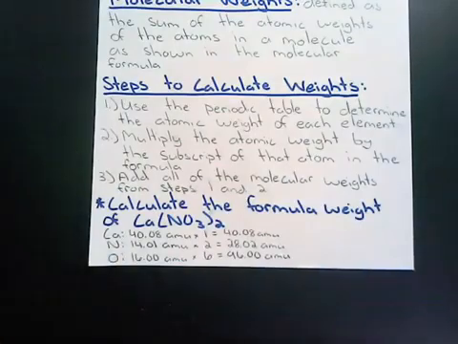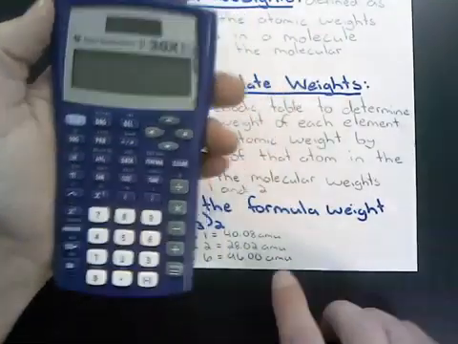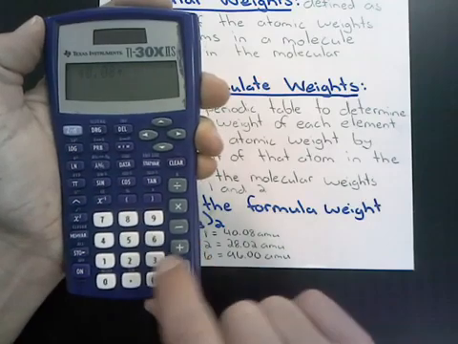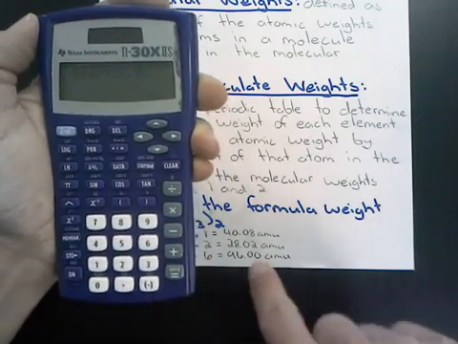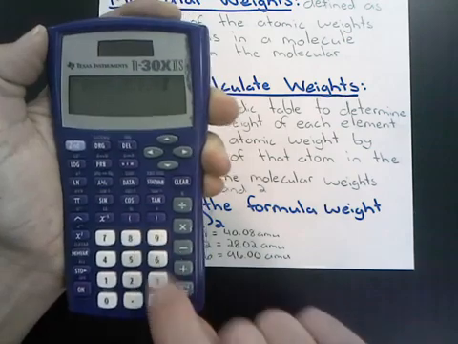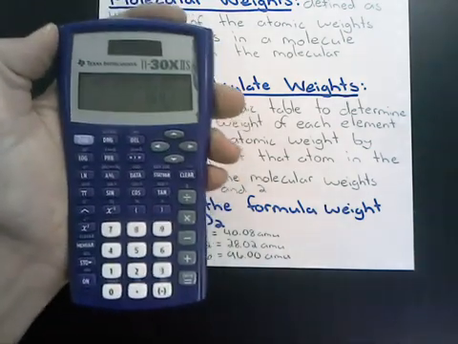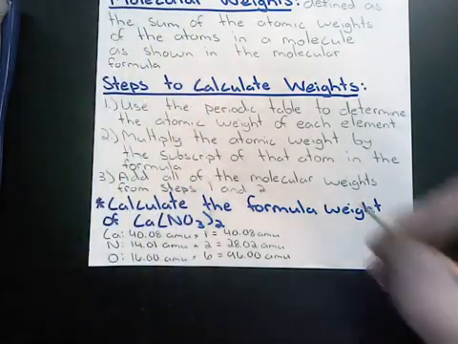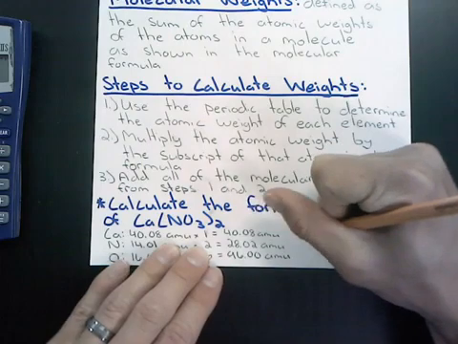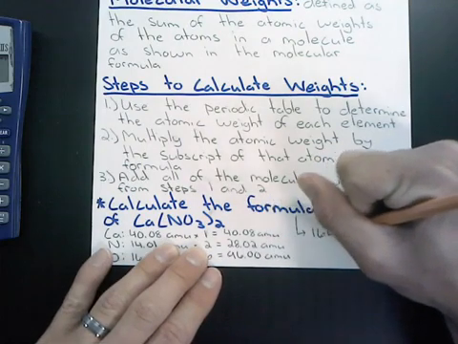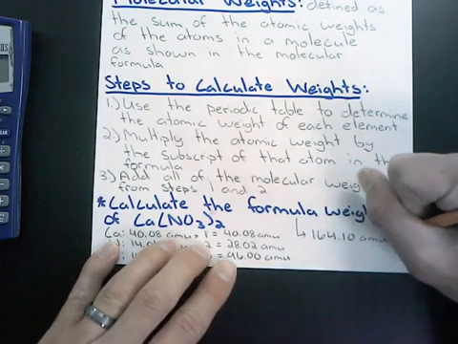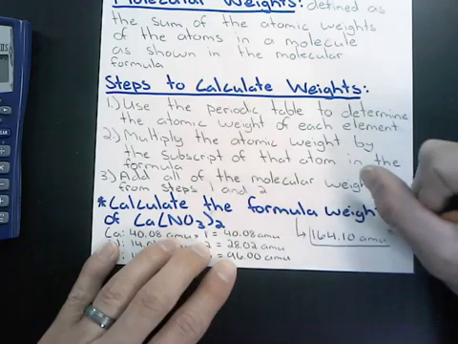And so to find the overall formula weight of calcium nitrate, what we're going to do is we're just going to add these together. So we're going to add 40.08 plus 28.02 plus 96. All we did is we added those up. And so what we end up with for our formula weight is 164.10. So the formula weight here would be 164.10. And again, I added that decimal there to give us 2 decimals.